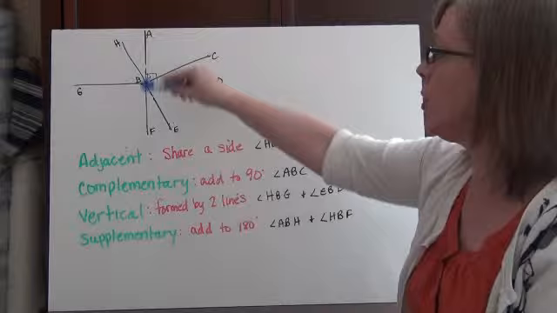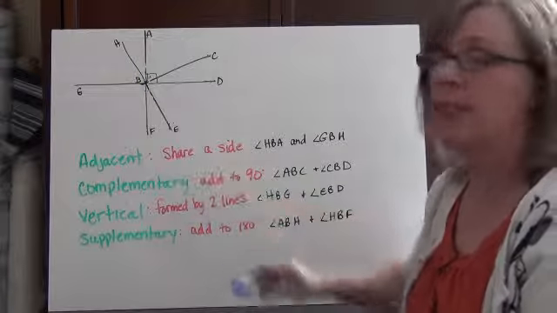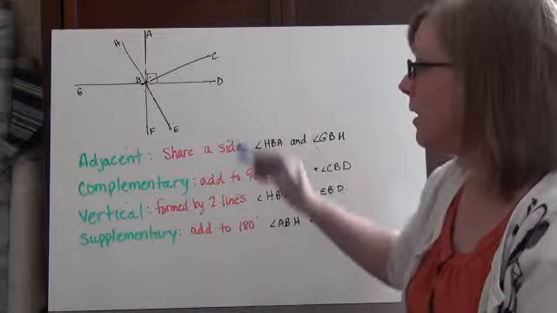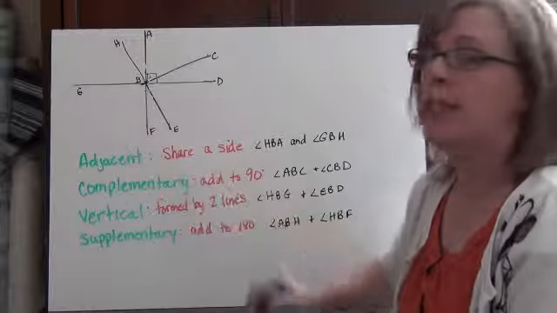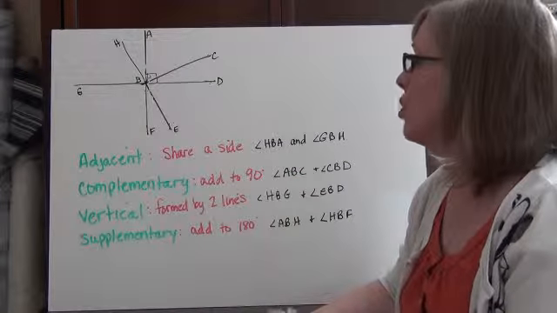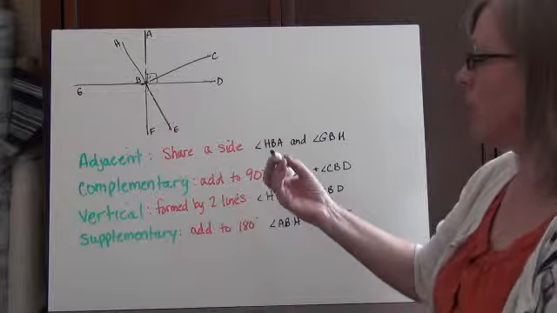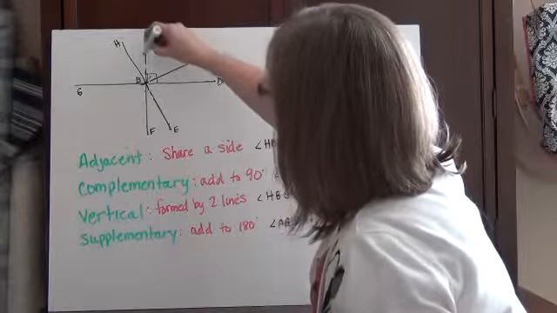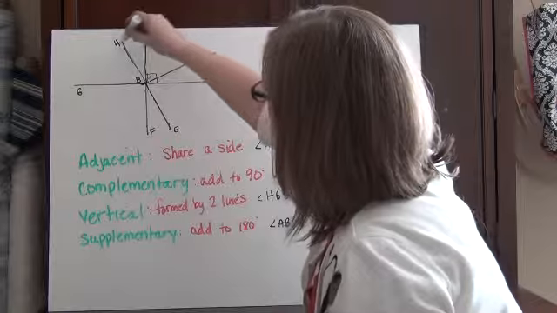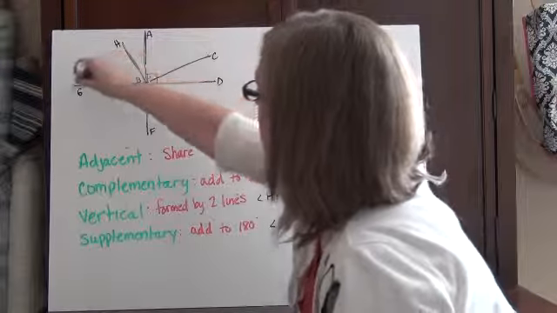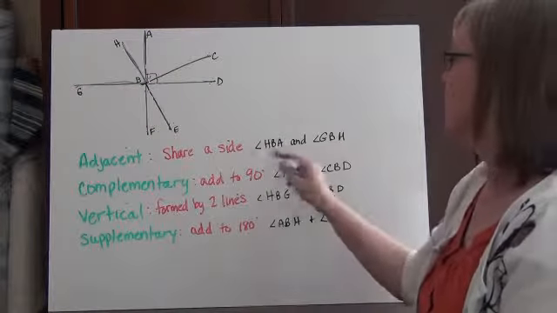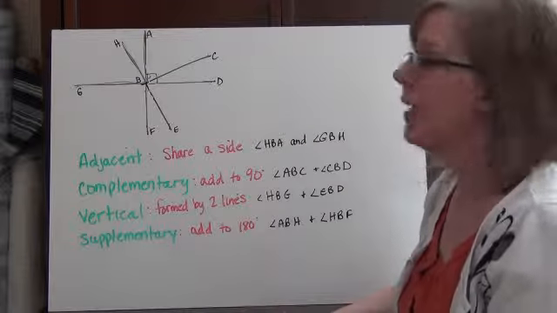So, I have a figure here, and we're going to talk about some of these angle relationships in the figure. The first one is adjacent angles. Adjacent angles share a side, okay? But they cannot be inside of one another. So, ABH shares a side with HBG. Those are adjacent angles, okay? There's a lot of adjacent angles in this picture.